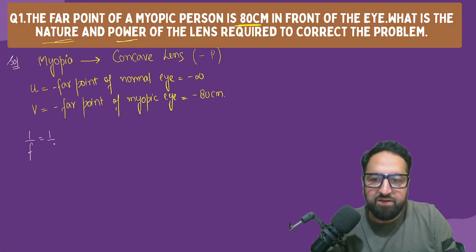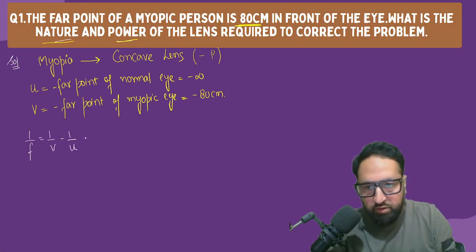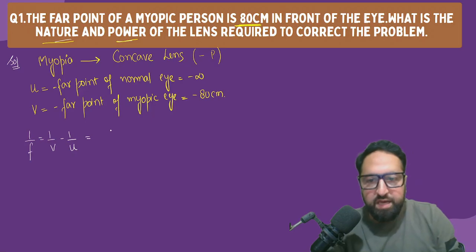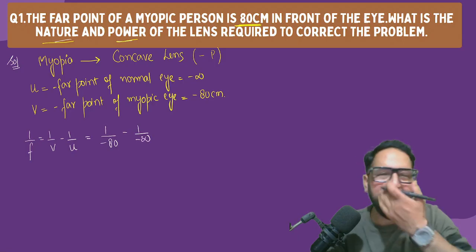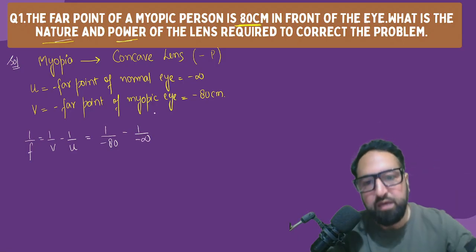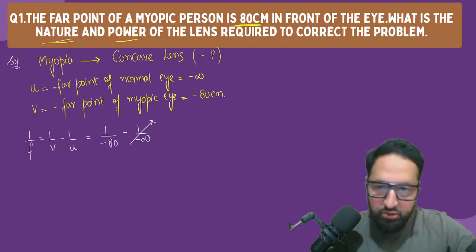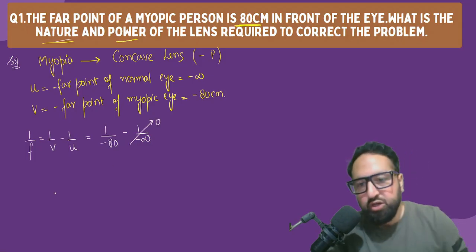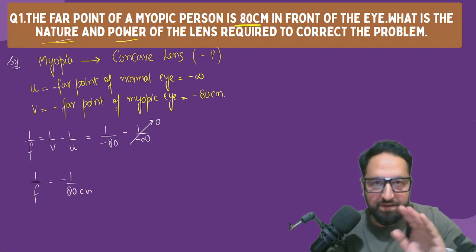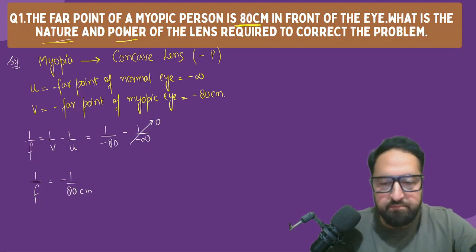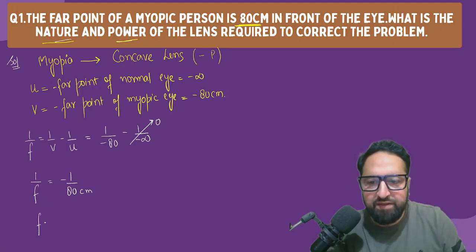1 by F equals to 1 by V minus 1 by U. Okay. Equals to, what is V equal to? It is equal to 80. So I will write minus 80 here. Minus 1 divided by, what is U equal to? Minus infinity. You write minus or you write plus, it will not matter. Because 1 divided by infinity will be 0. Okay, will be 0. So what remains? 1 divided by F equals to minus 1 divided by 80 centimeters. It is in centimeters, by the way. Okay, done. Take the reciprocal, F will be equal to minus 80 centimeters.